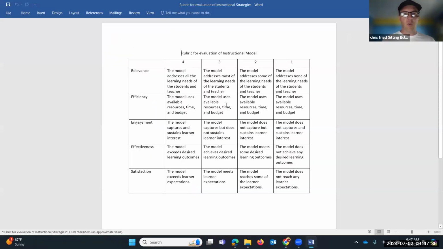It's just a simple 4-point Likert scale looking at how relevant the instructional strategy is, how efficient, engaging, effective, and satisfying it is. How you're going to do this, in my opinion, is you would take that instructional strategy that you're looking at and think about how you would use it in your classroom. Some of you probably use many of these strategies in your classroom, so it might be easy for you to evaluate it, and that's fine.